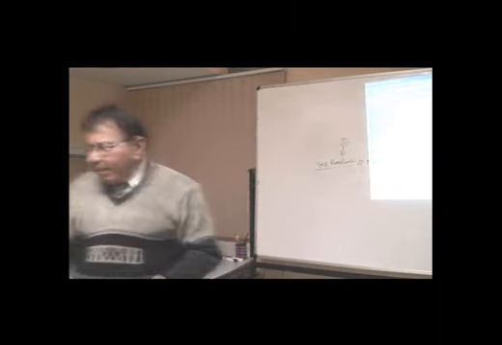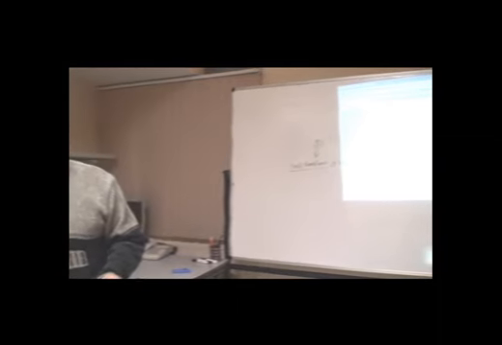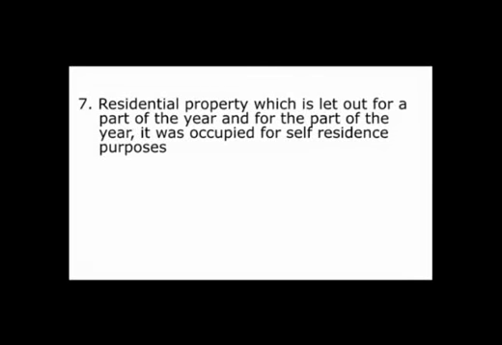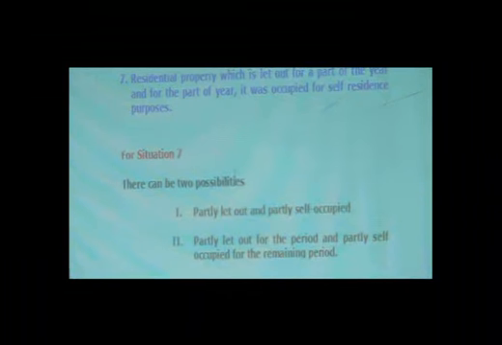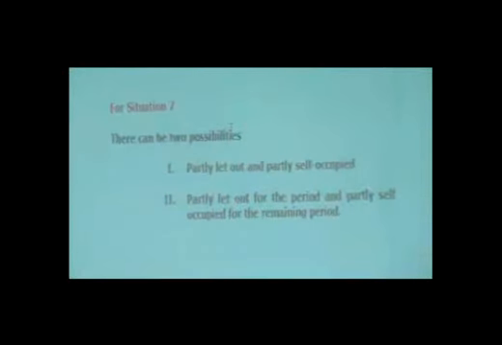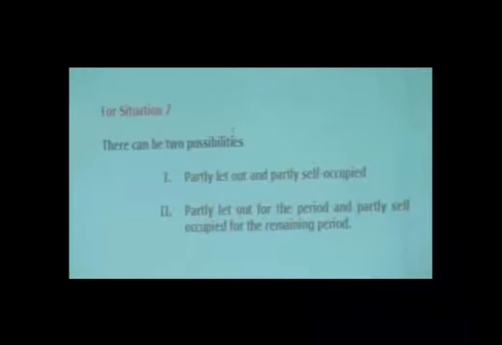The 7th and last situation may be the residential property which is let out for part of the year, and for the remaining part of the year it was occupied for self-residence purposes. It means for part of the year it is let out, and for part of the year it is used by the owner of the house for self-residence. Again, this situation can be bifurcated into 2 possibilities which may fall under this category.